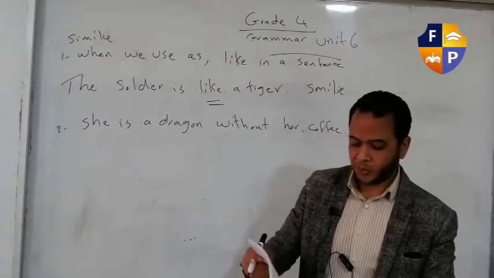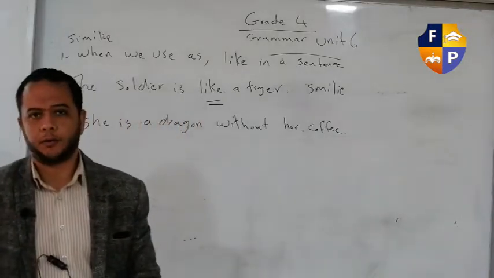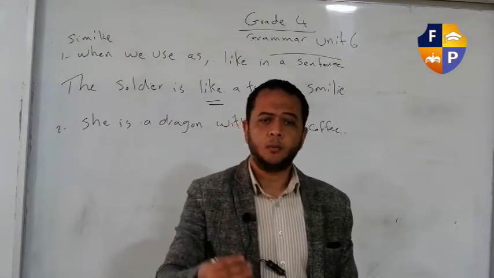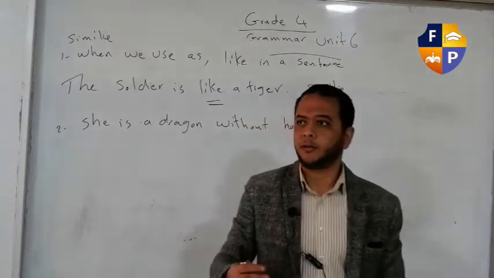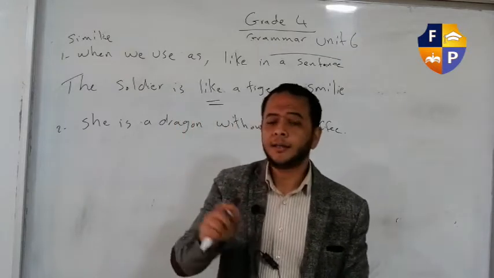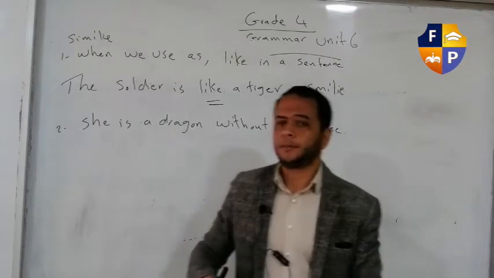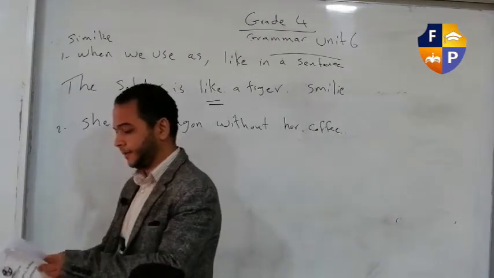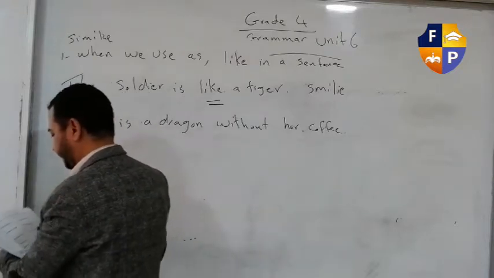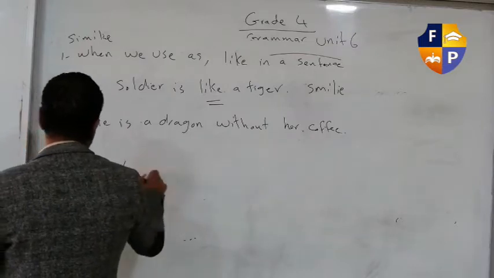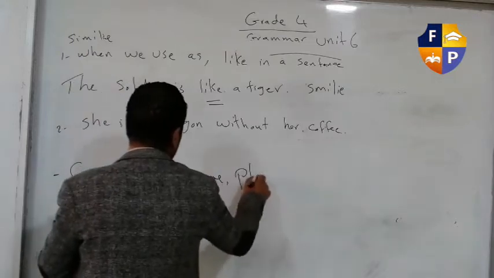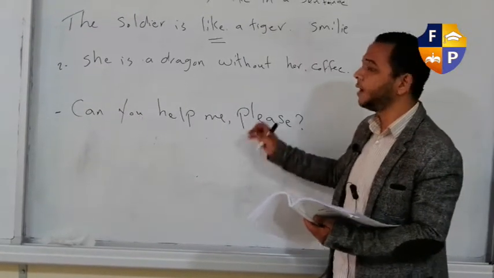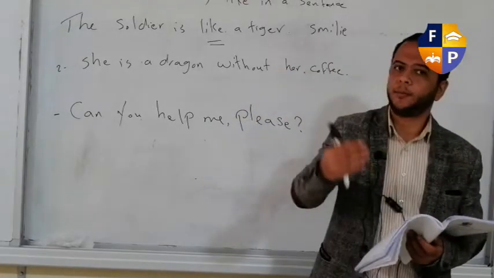This is point number three. What's the difference between formal and informal language? Number one, formal language, when I talk to someone older than me, when I talk to a teacher, when I talk to someone I don't know well. This is formal language. But informal language, I use it when I talk with my family and friends, someone younger than me, okay? For example, look at this sentence. Can you help me, please? This is what, formal or informal language? Of course, it's formal language. I am talking to someone I don't know well.